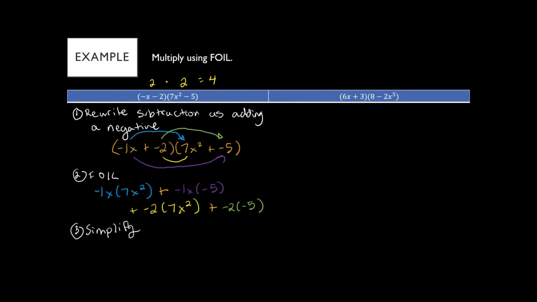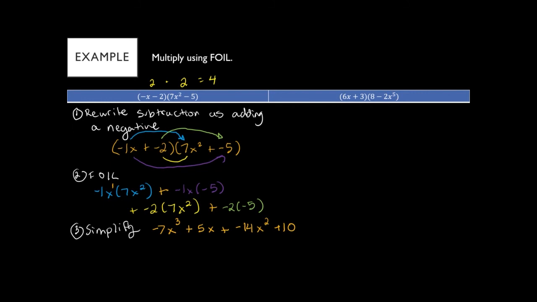So I have a -1 times 7, so that's -7, and then you add the exponents, so that's going to be x cubed. So if it helps you, you can put a 1 above the x, so 1 plus 2 is 3. Then in purple, -1 times -5 is a +5, and then I have an x. Then yellow, -2 times 7 is -14, x squared. And then -2 times -5 is +10.